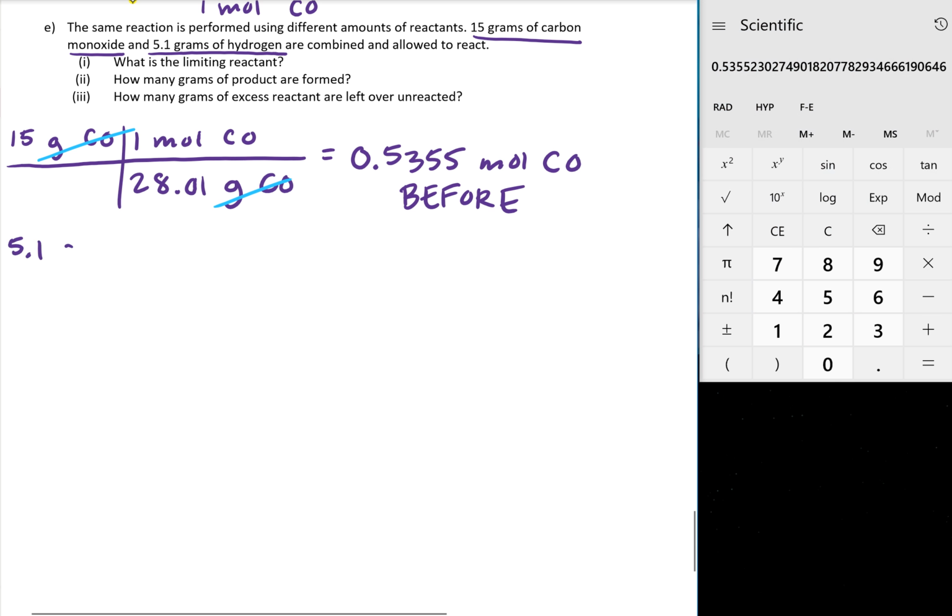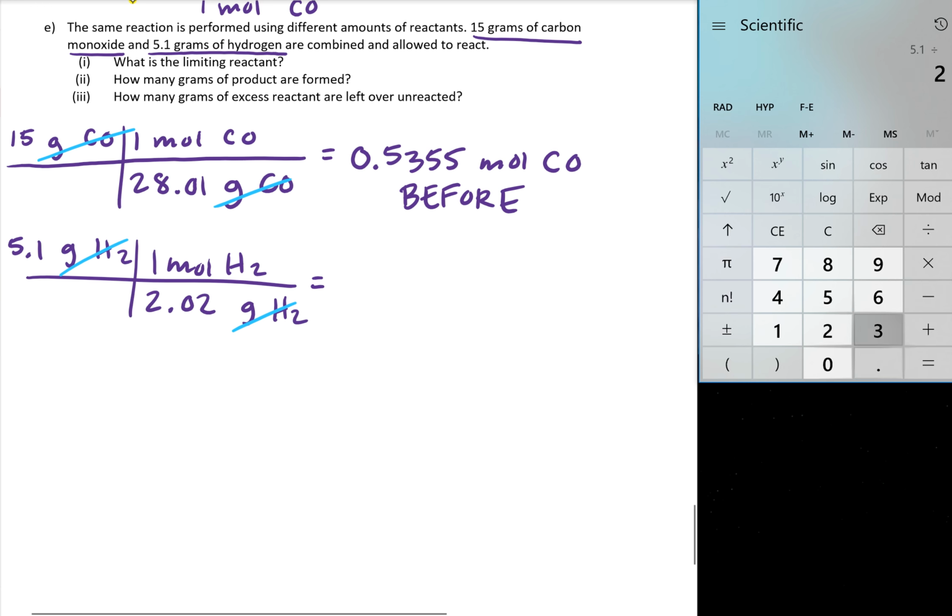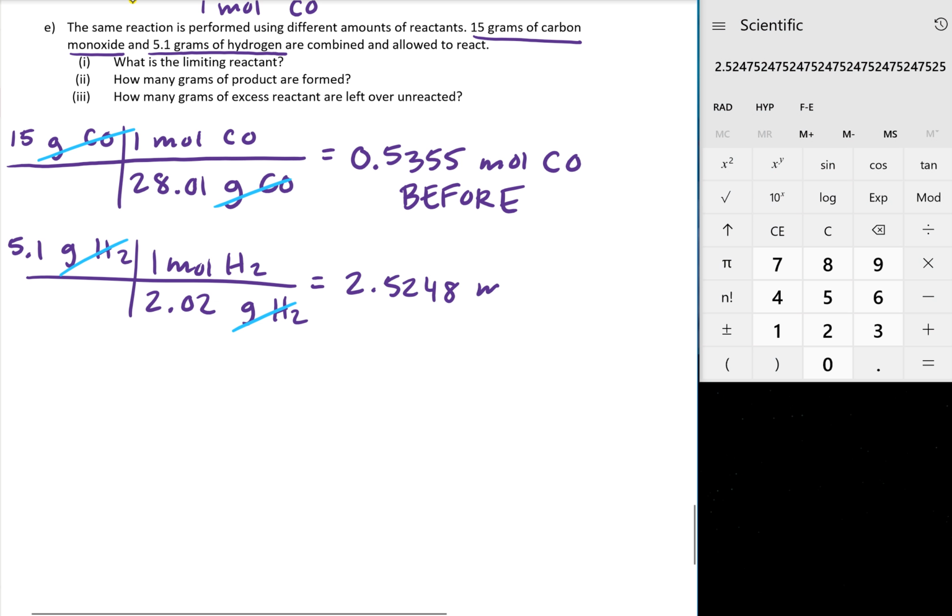Hydrogen starts with 5.1 grams. You have 2 hydrogens, so its molar mass is 2.02 grams. Grams hydrogen cancel, and you solve for moles of hydrogen. So 5.1 divided by 2.02, and we get 2.5248 moles of H2 as our before value. Now that I have moles of each reactant, now I can do BCA.